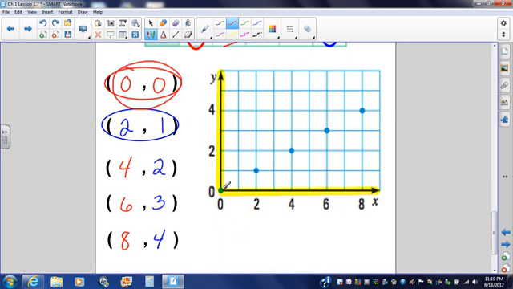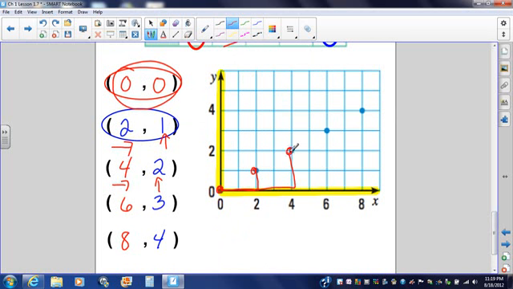Now you're just going to plot your points. 0, 0. Bada bing, bada boom, put a dot. Now you're going to plot 2, 1. Go right 2 and up 1. Put a dot. Plot the ordered pair 4, 2. Go right 4, up 2.